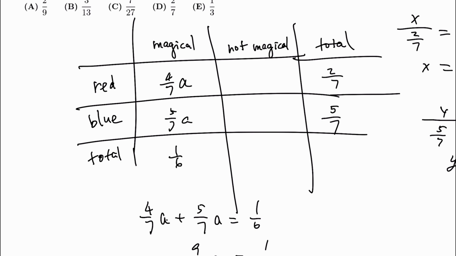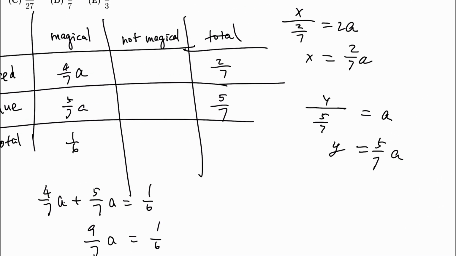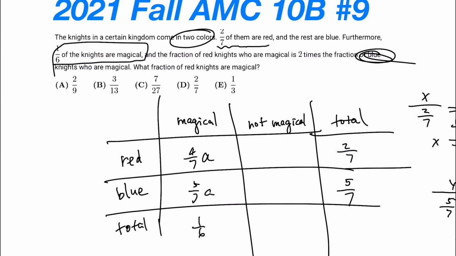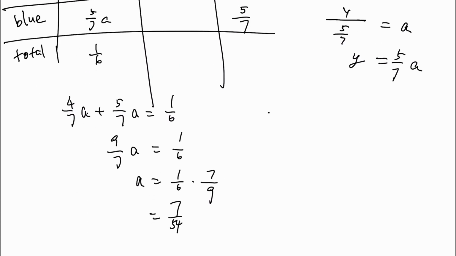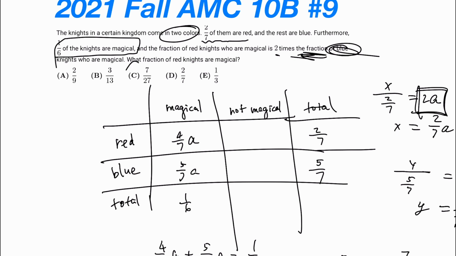So you can replace that. But what we actually want to find is this 2a value, because it wants us to find the fraction of blue that are magical. So we want 2a, which is 7 over 54 times 2, which gives us the answer of 7 over 27, or the answer choice C.